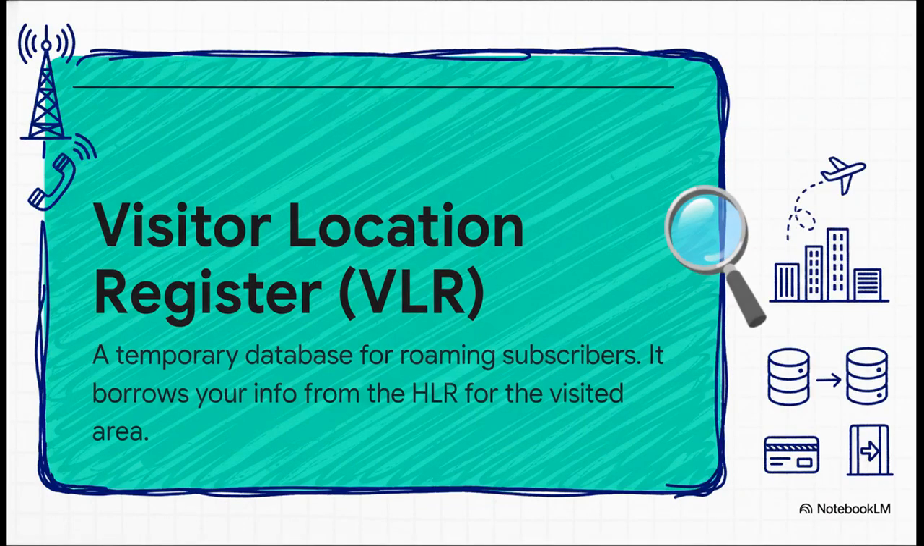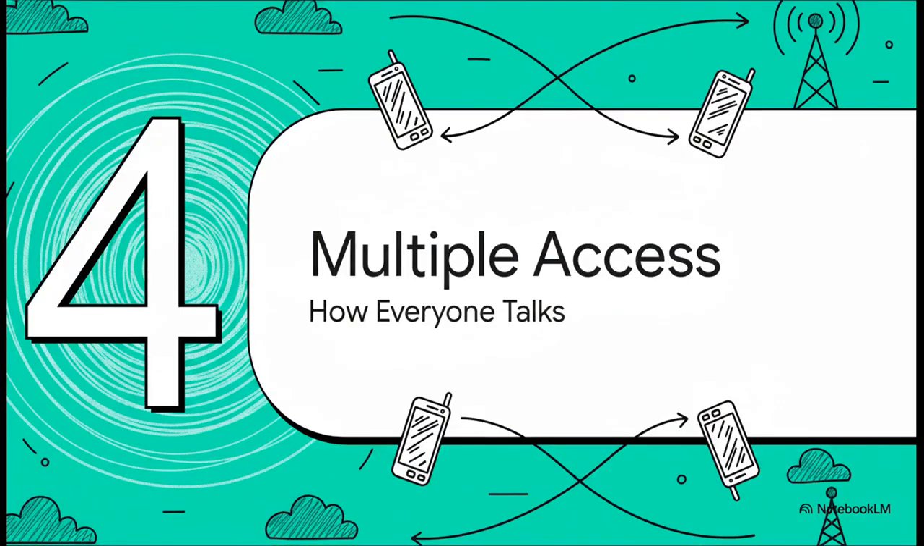Now, the Visitor Location Register, or VLR, is the opposite. It's temporary. So imagine you travel to a different city. The local network there needs to know who you are, right? So the VLR in that area creates a temporary file for you by borrowing your info from your permanent HLR. It's like getting a temporary library card or a visitor's pass for your phone, and it's only good while you're in that specific area. Okay, on to topic number 4.